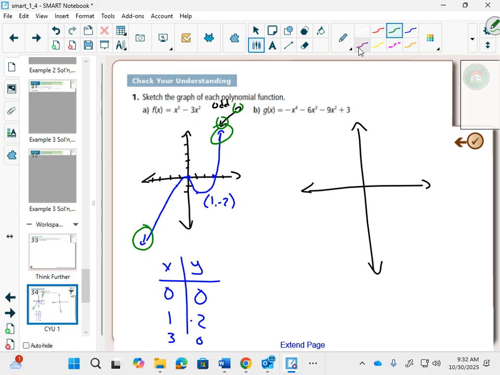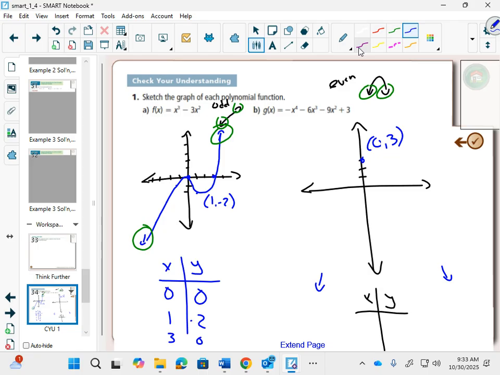So this second one is a negative x to the 4 graph, which is even. Acts like a parabola, and the leading coefficient is negative, so I know my end behavior is here. So on my graph, I know that's going to happen. And then I would just start doing table of values, which is kind of annoying. Right? I could plug in 0 and get 3. I could plug in other values, and eventually I would get a bunch of points that would fill in this graph.